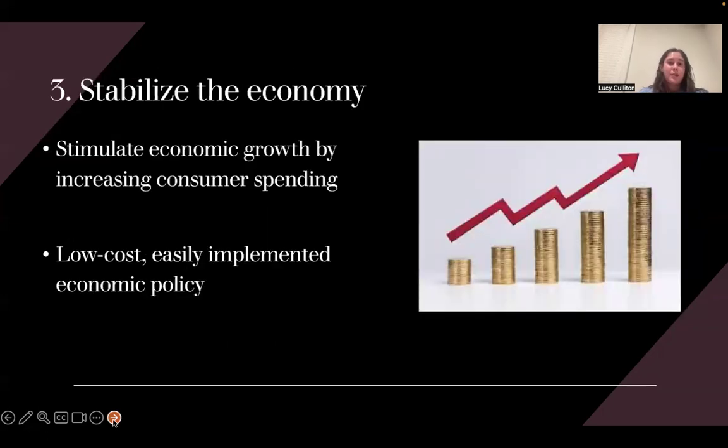It's also said to stabilize the economy, as it can stimulate economic growth by increasing consumer spending. And in terms of government implementation, it's a low cost and easily implemented economic policy. Unlike others that were looked at in the class, there's very little administrative work in implementing this policy, because people don't need to opt in or out of it. Nor does the government have to calculate how much people will be receiving, like a tax or a tax credit.